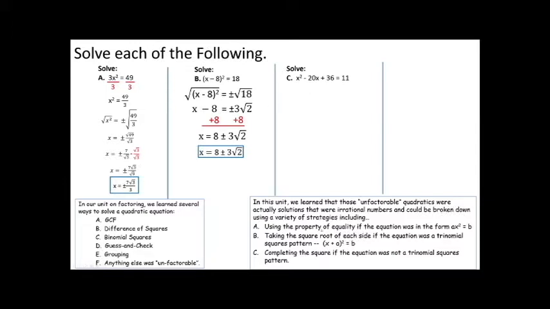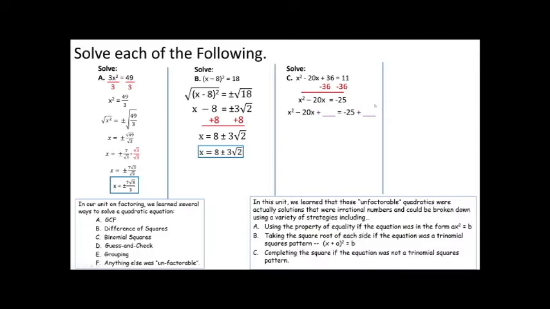So here's what I'm going to do. I'm going to use completing the square to force this to be a trinomial squares pattern. And I do that by getting rid of this 36 using the property of equality. And then I have just the quadratic term and the linear term over here on the left. And I want to know what the constant term is going to have to be to make this a trinomial squares pattern. Notice, whatever that number is, I need to make sure I do it on both sides, because the property of equality says you have to do it on both.